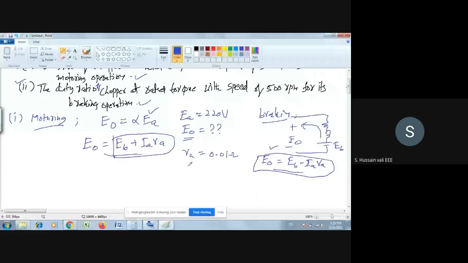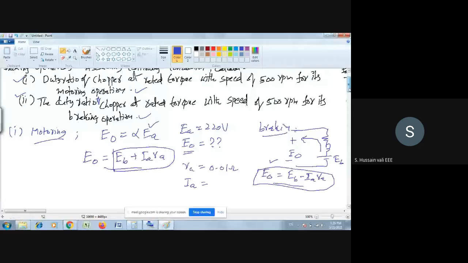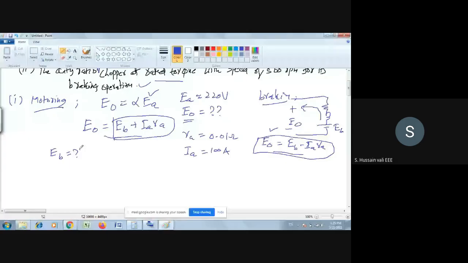Now you see in the question it is rated torque. Here also rated torque. So at rated torque, the current is also rated. What is the rated current? The problem here is not accurate, so I will take IA equal to 100 ampere. Now what is the only thing left? EB is left. How do you find EB? At which RPM is he asking? 500 RPM. I mention RPM because your back EMF depends upon the speed, that is RPM.